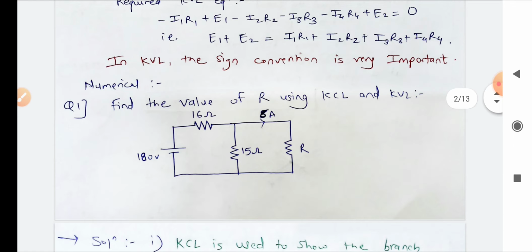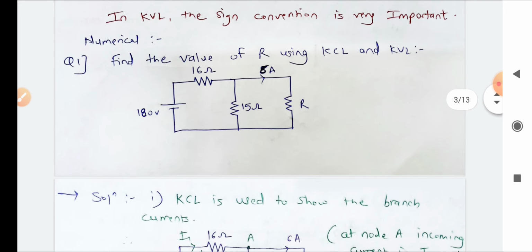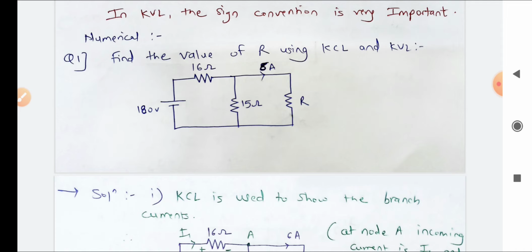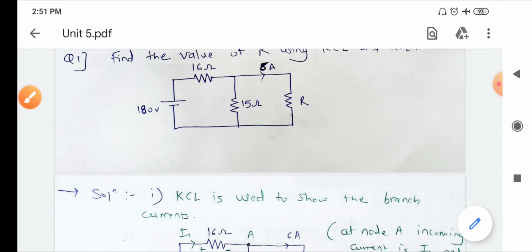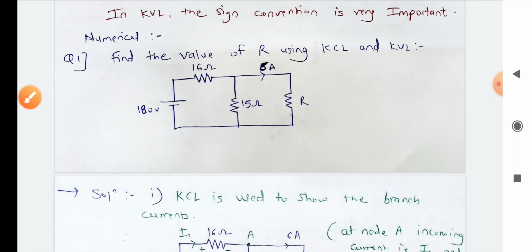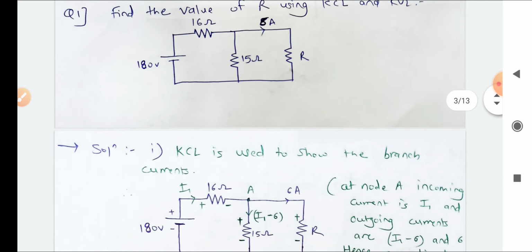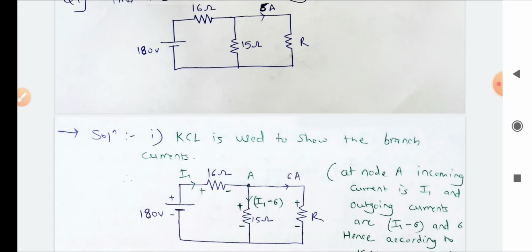Now we'll see how to apply KCL and KVL to solve a particular network. We'll see one numerical: find the value of R using KCL and KVL. In this, one network is present with three resistors, 16, 15 and R ohm. We have to find the value of this R ohm. A 180 volt source is present, and the current flowing through R ohm is already given, it is 6 ampere. We'll see the solution step by step to find the value of resistance R.